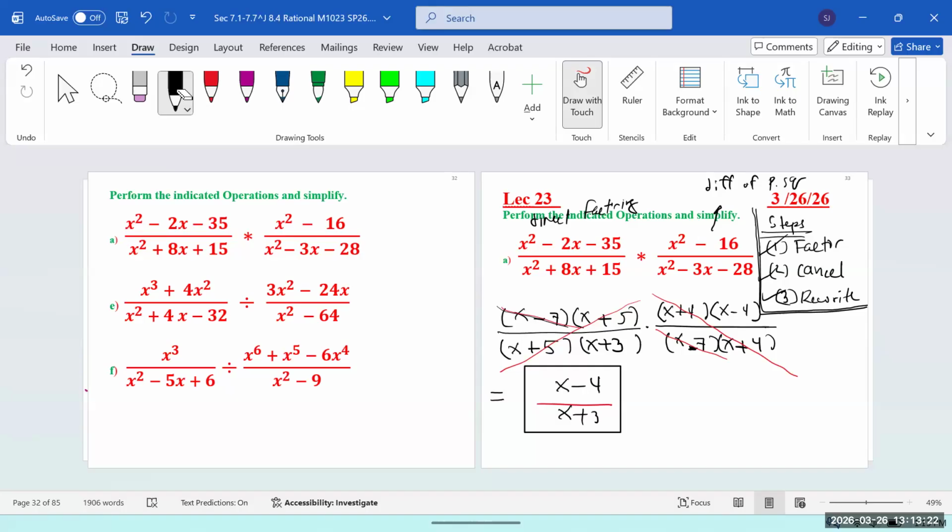So AC method, you multiply A with the C, and then you do factoring. But in direct, you go straight and then factor.